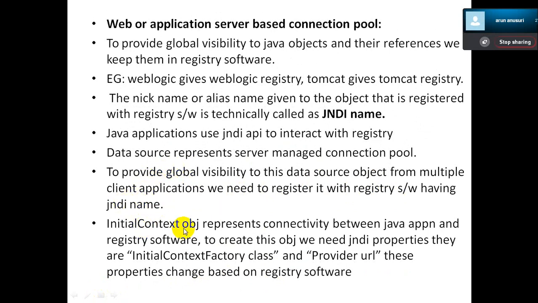Initial context object. This is the main heart of JNDI. This object represents connectivity between the Java application and the registry software. To create this object, we need JNDI properties: the initial context factory and the provider URL. So to work with the initial context object, we need to work with the initial context factory class and provider URL. These properties change based on the registry software, and the registry software changes based on the server.